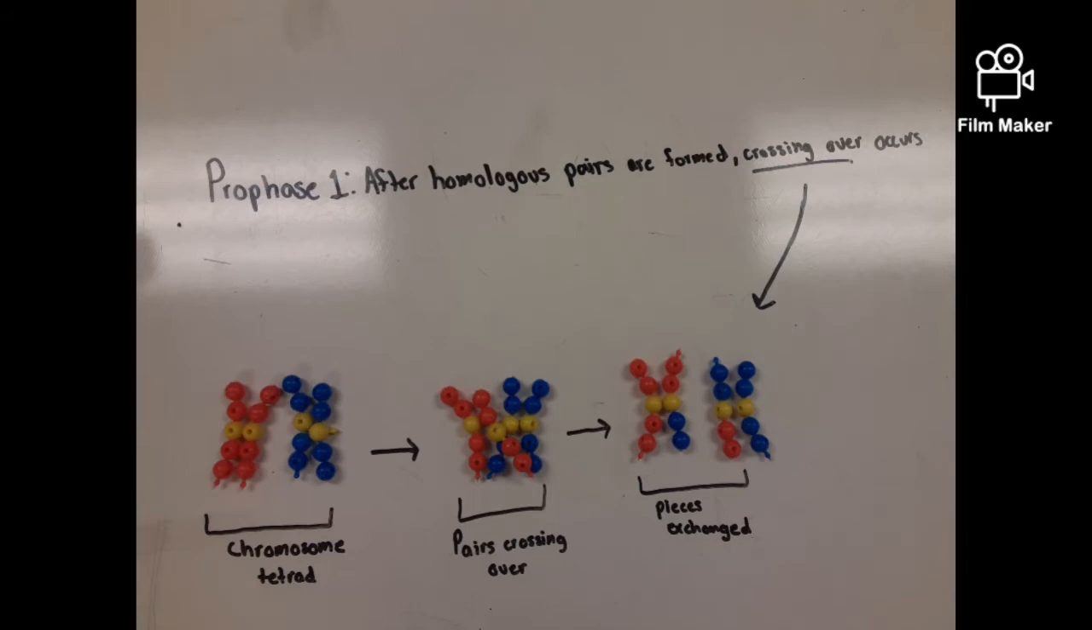In prophase I, crossing over also occurs. Crossing over is when bits and pieces of the homologous chromosomes are exchanged, which produces a new combination of alleles on each chromosome. First, this process starts with the chromosome tetrad. Then, we see the arrow pointing to the pairs crossing over, and finally pieces are exchanged to form the new combination of alleles.